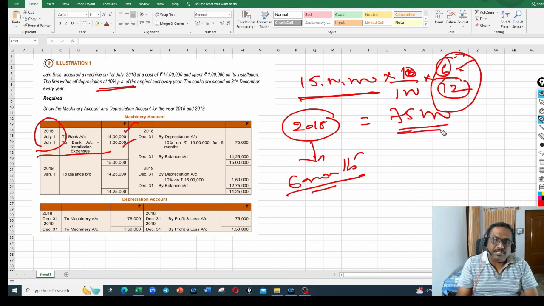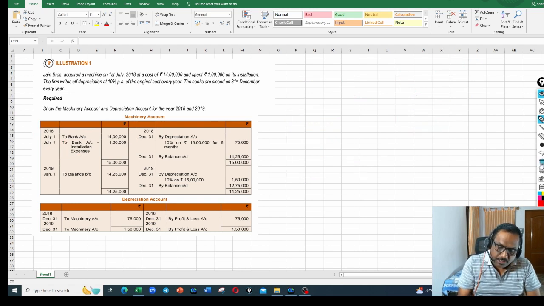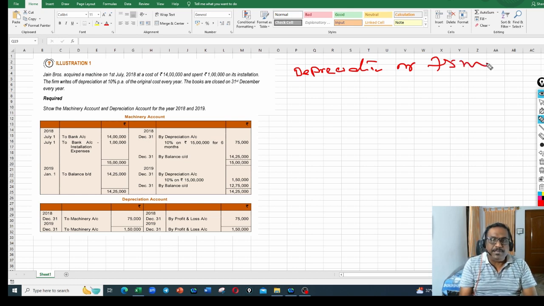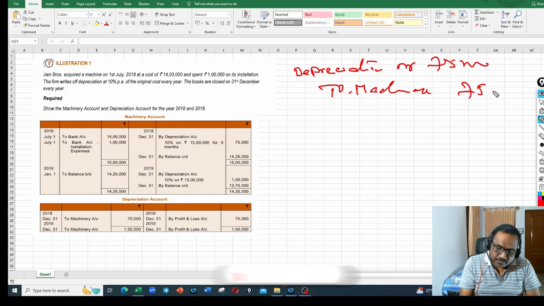75,000 is the depreciation for half year, 6 months. For that, what entry do we write? Depreciation is a loss for us. So depreciation account debit 75,000. All expenses and losses to be debited. So depreciation account is debited, and to that extent, machinery account has to be credited. So machinery account credit 75,000.